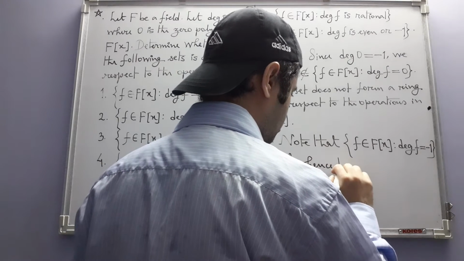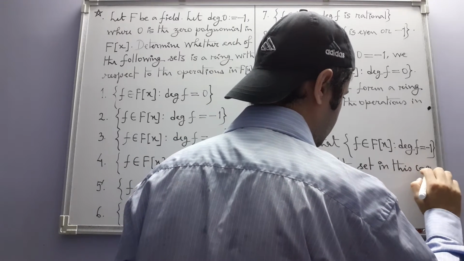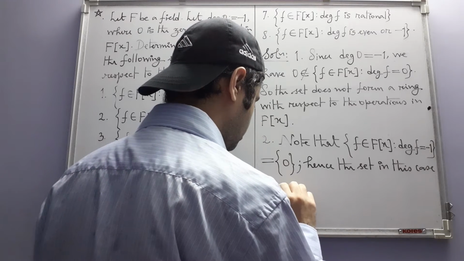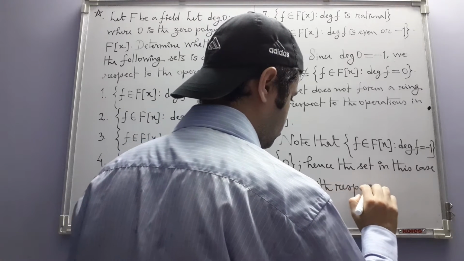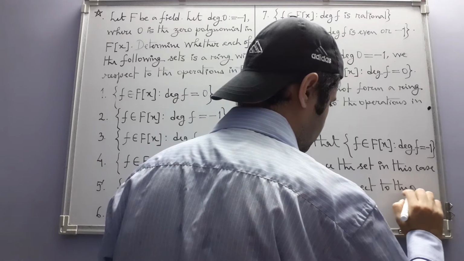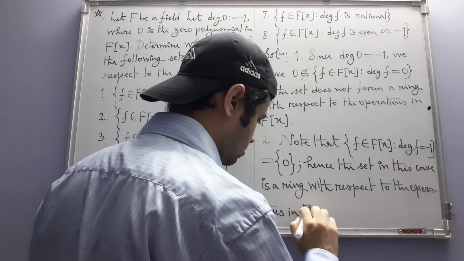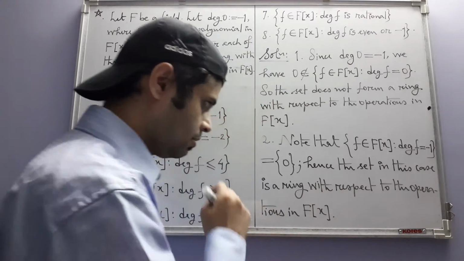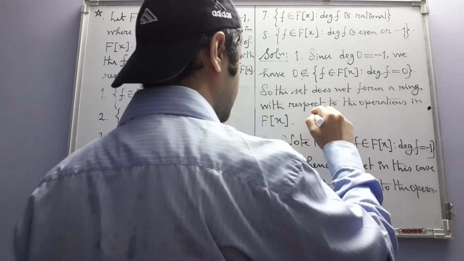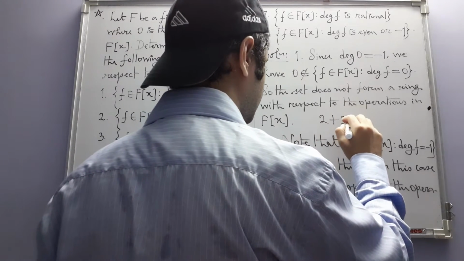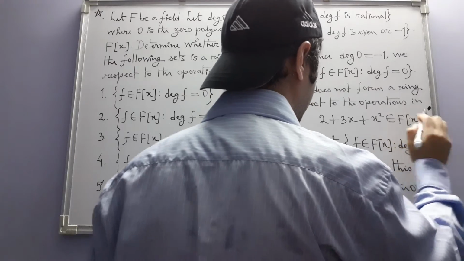Hence, the set in this case is a ring with respect to the operations in F[x]. You may wonder one thing. I wrote this polynomial, right? 2 plus 3x plus x squared, and I said that it's a polynomial in F[x].